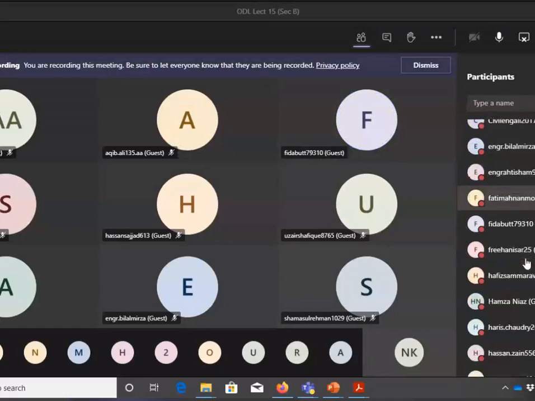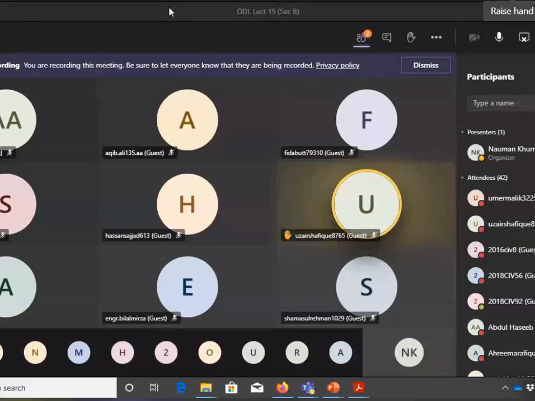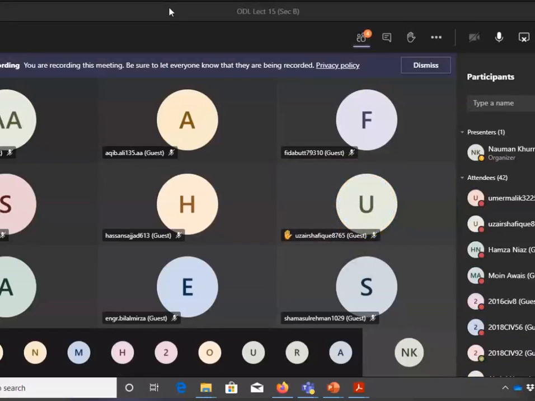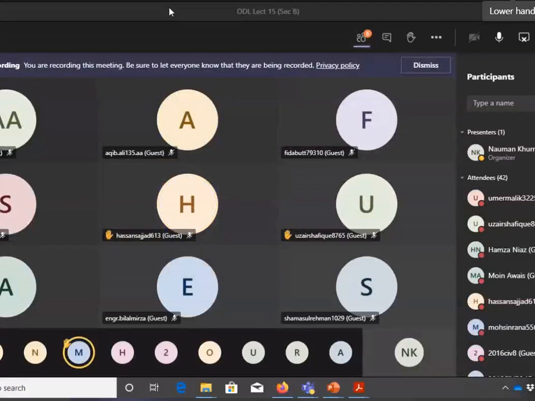Okay, anybody who can answer this question? How can I change the effective length? No, not Uzair, other than Uzair. Anybody else, Uman Malik, Hamza, Mohsin, Moin, Awais, anybody other? Okay, Moin, just explain how I can change the effective length or unbraced length of any section.